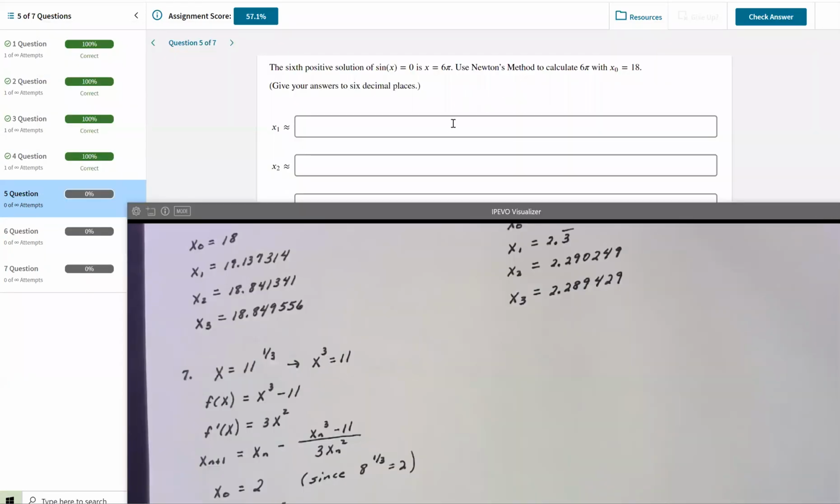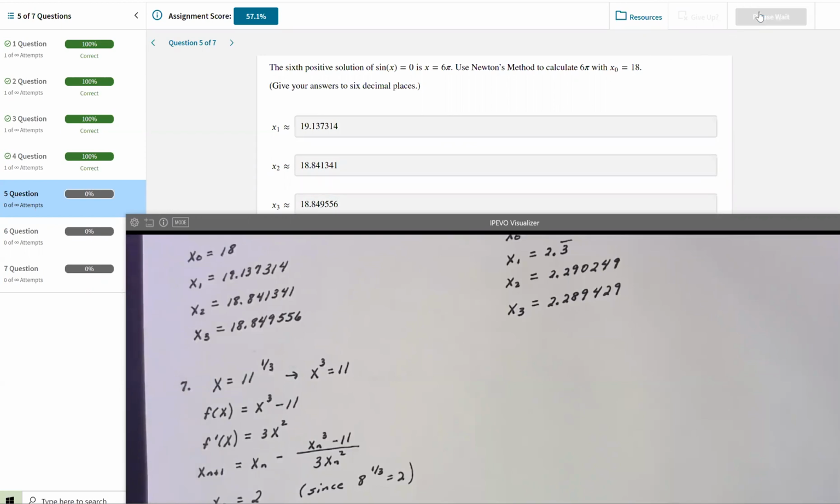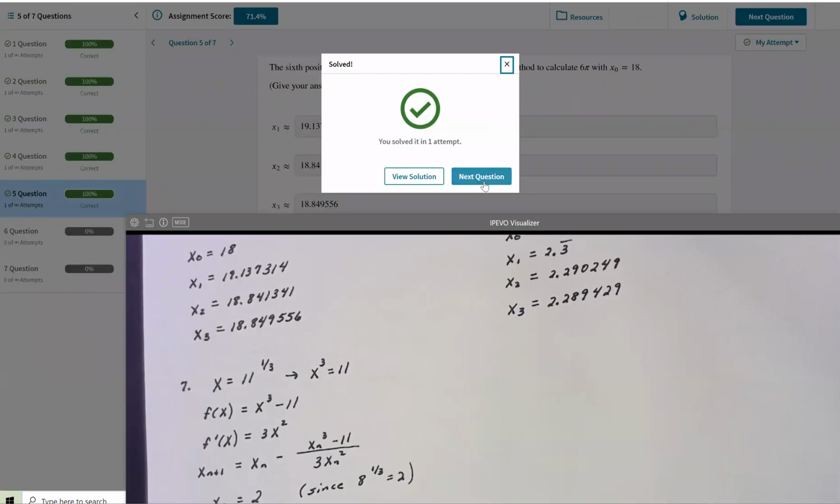So my first refined guess here was 19.137314. My second refined guess using Newton's method was 18.841341. And then finally, my third refined guess was 18.849556. I check that, and it says correct.